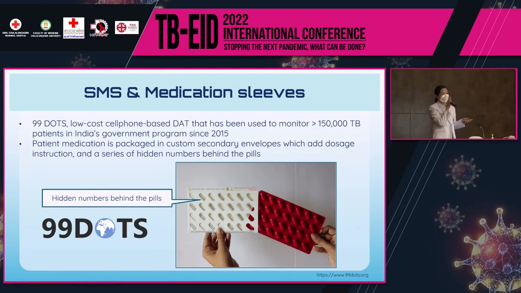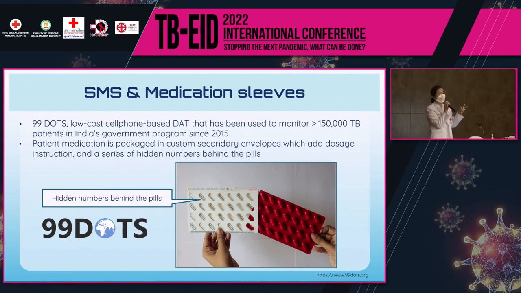Many of you may have heard about 99DOTS. 99DOTS is a low-cost, cell phone-based DAT that has been used to monitor more than 150,000 TB patients in the Indian government program since 2015.